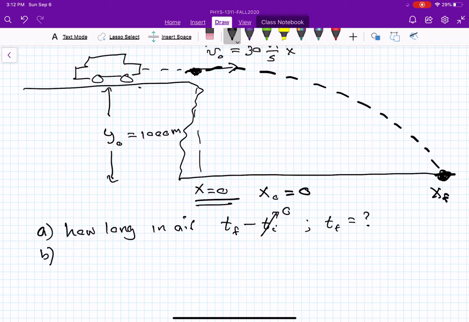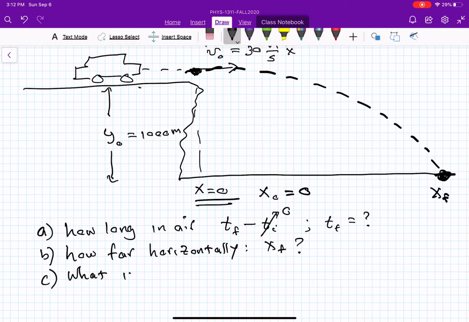B. How far do they travel horizontally? So what is x final, right? C. What is their speed when they hit the ground? What is their final speed?